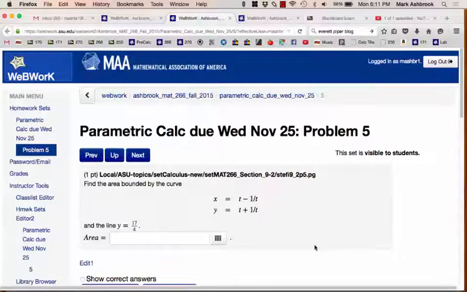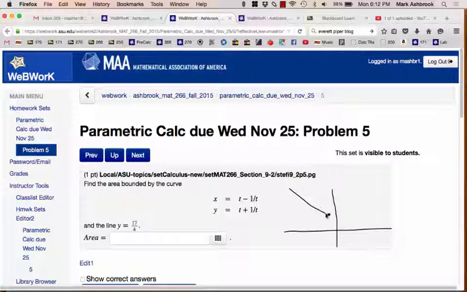How about 5? Okay. So we need to find, we've got this curve and the line 17/4, and we need to find the area bounded by that region. So what happens is if you graph this, you get a graph like, not like that. Let's try that again.